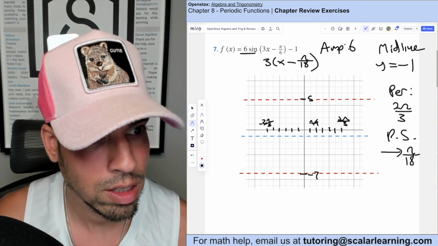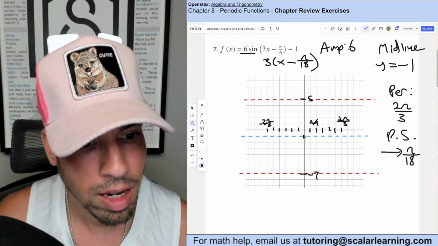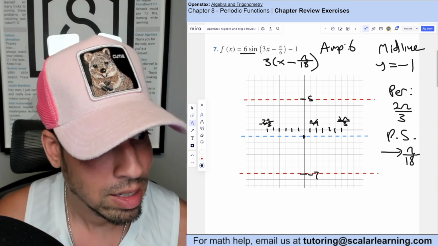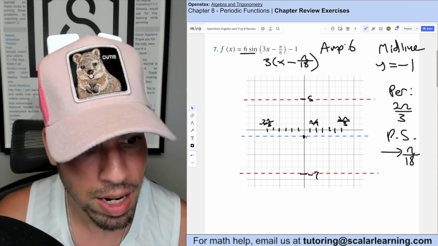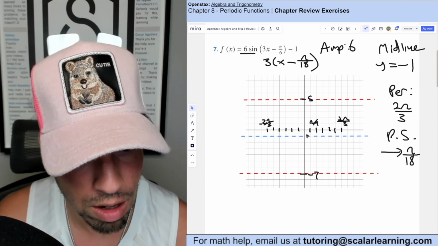So we're starting, this is a sine function. Normally we start right here on the center and we go up like that. But instead, we're shifted to the right by pi 18. So this is pi 9, so I'm kind of in the middle. So I'm shifted to the right there, okay?